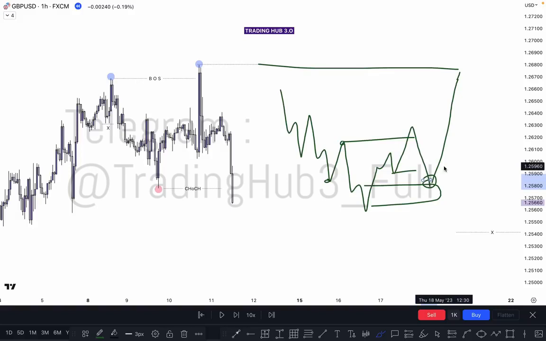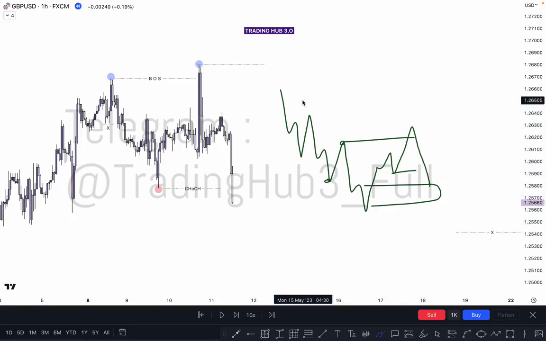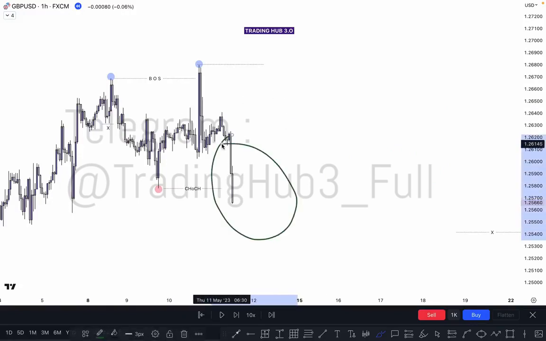But I will show you more refinement of this structure, then you can easily understand, and also you can catch very top and bottom entries, okay? So first of all, you have to understand this thing. You have to wait for the break of structure and change of character in a higher time frame, similar to this. Then you have to switch to a lower time frame as per your higher time frame. This is the 1 hour, then you have to switch to the 5 minute time frame. Look at this point very carefully.